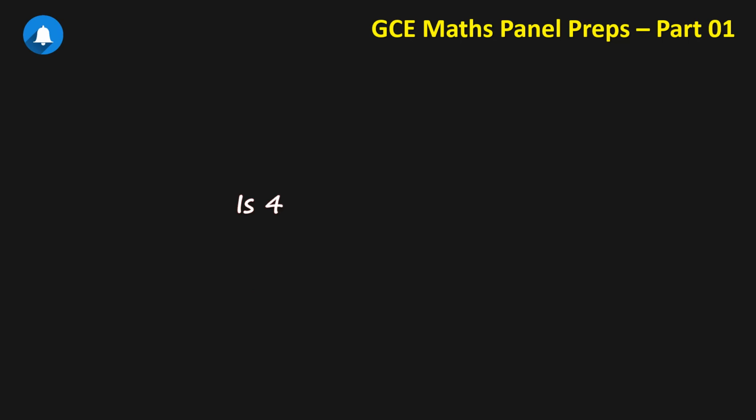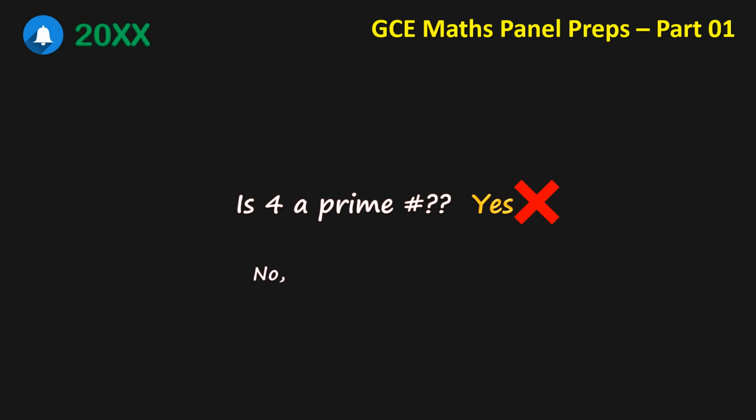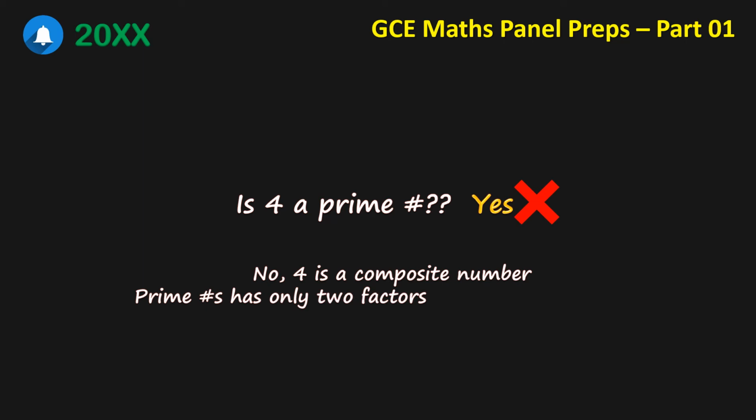Then equally we have, is 4 a prime number? 4 is not a prime number. 4 is a composite number. So 4 has more than 2 factors. For a number to be a prime number, it must have only 2 factors. The first factor is 1. The second factor is itself. But 4 has broken this rule by having factors 1, 2, and 4. So it has 3 factors. Equally, note that 1 is not a prime number, and 1 is not a composite number.